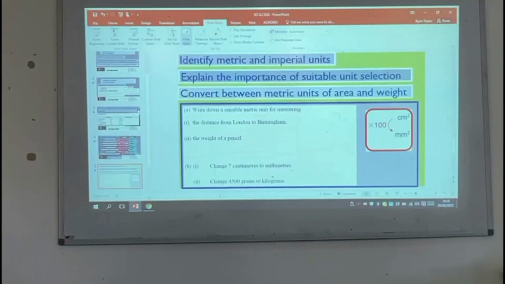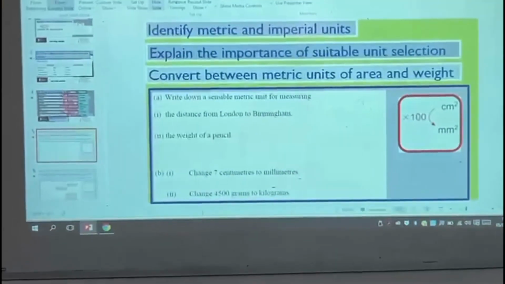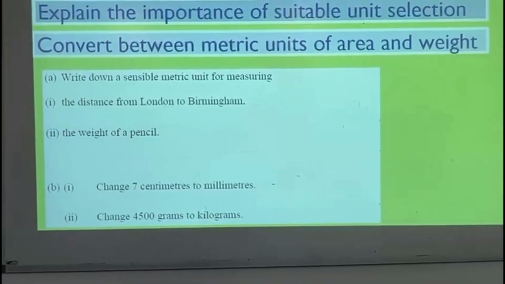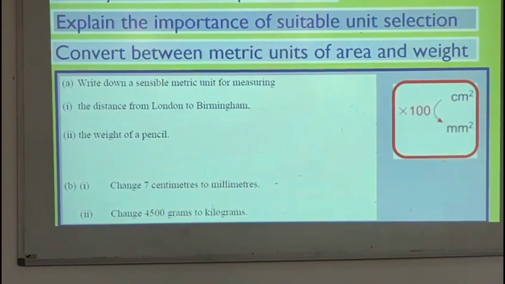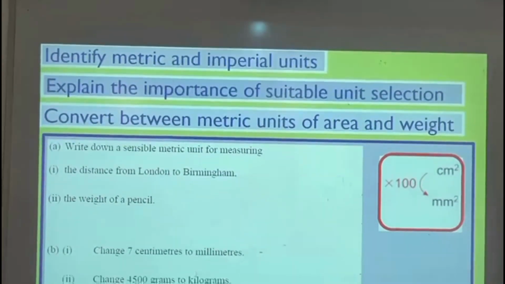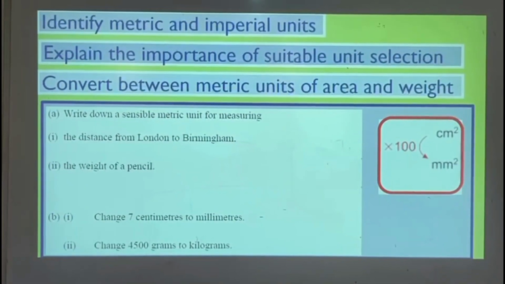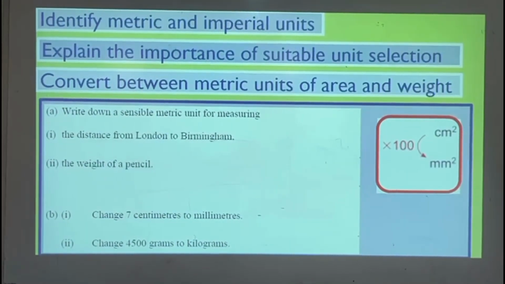So what we're going to try and do now is an exam question. So what I would like you to have a go at is this exam question for me. So in order to do this question, you need to understand how to convert between centimeters and millimeters. And it's on the board there for you. You need to times by 10. So if you were going in the opposite direction, from millimeters to centimeters, you need to divide by 10.